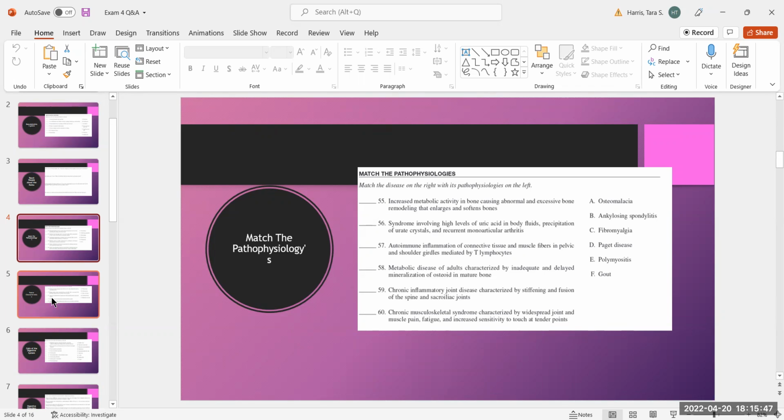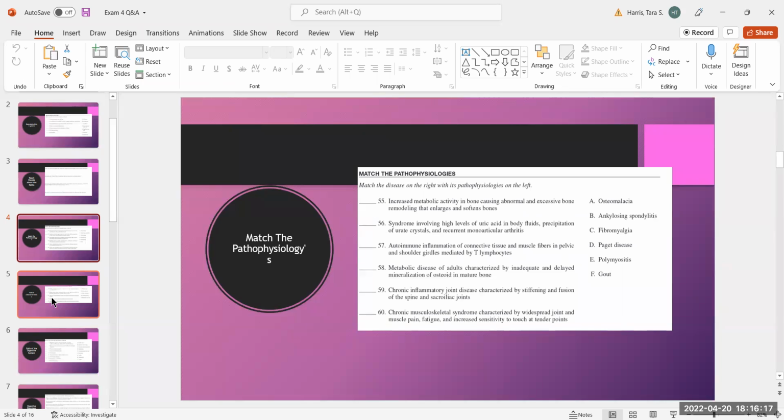This one is a syndrome involving high levels of uric acid in the body fluids, precipitation of uric acid crystals, and recurrent monoarticular arthritis. You could have a certain type of arthritis, not just rheumatoid, but the key point here is uric acid. Which one would that be? Gout. Yeah, very common.